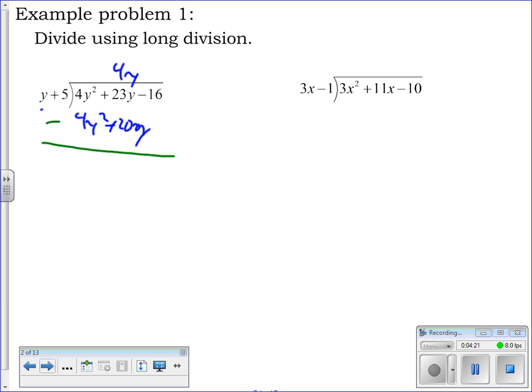23y minus 20y gives me 3y. So I did my subtraction. Now, if I have more stuff left, in regular long division, what did I do? I brought it down. I do the same thing here. I take this negative 16, and I bring it down.